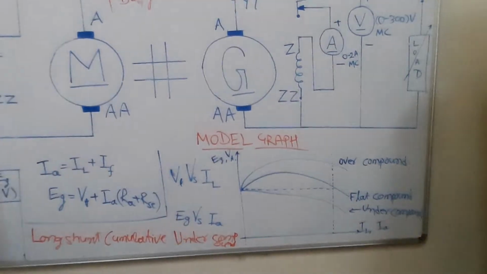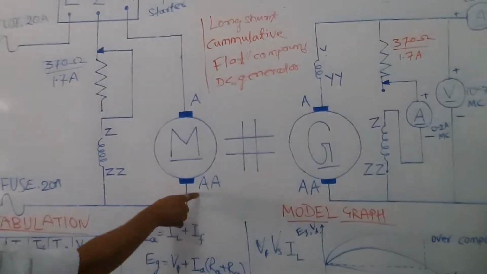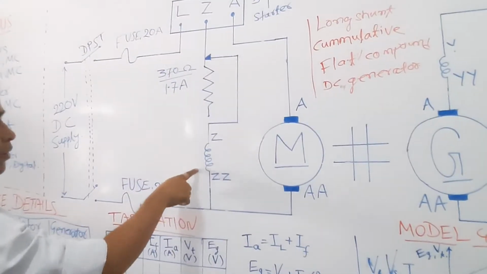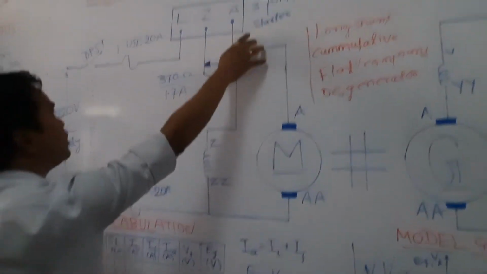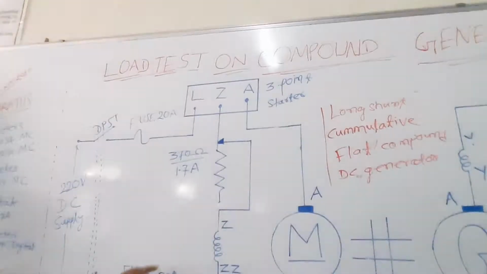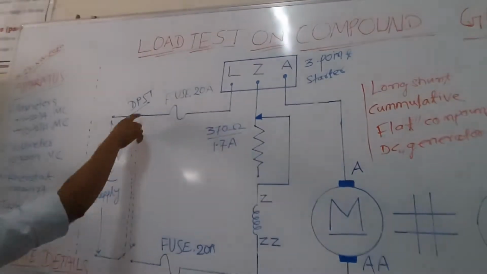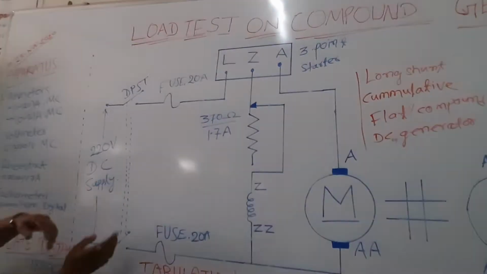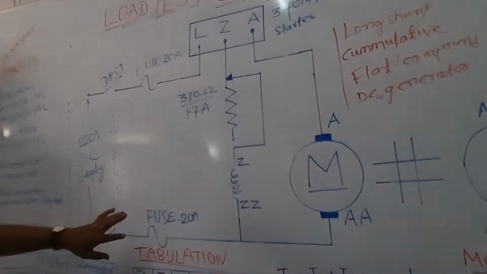Now come to the motor. For this motor, we have an armature, a rheostat, and a field winding of the motor. I have a 3-point starter, a fuse to protect the circuit from overcurrent, a DPST switch, double pole single throw, and a 220 volt DC supply. So this is the basic circuit element.